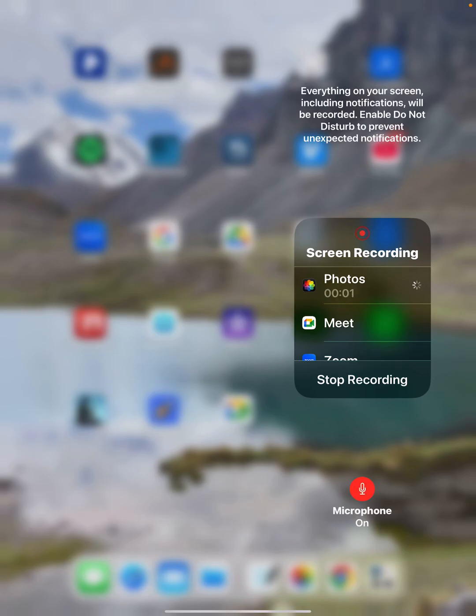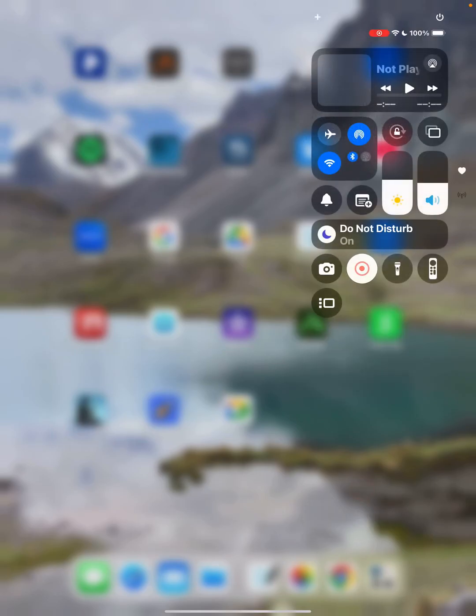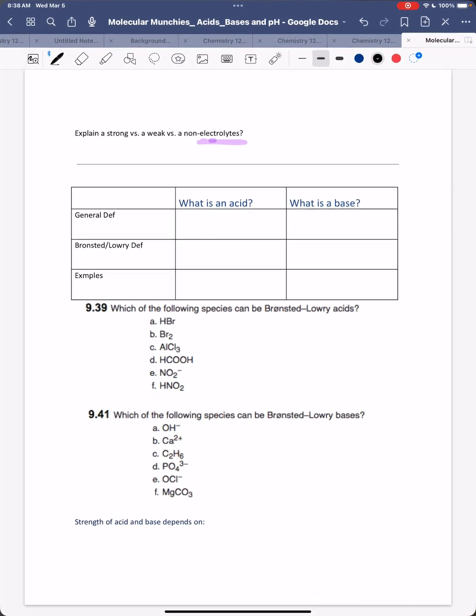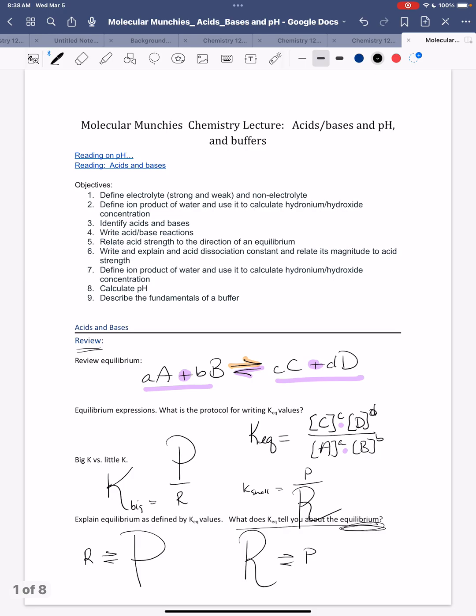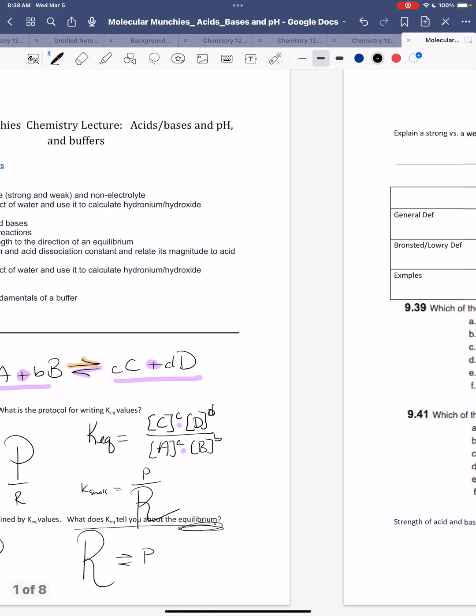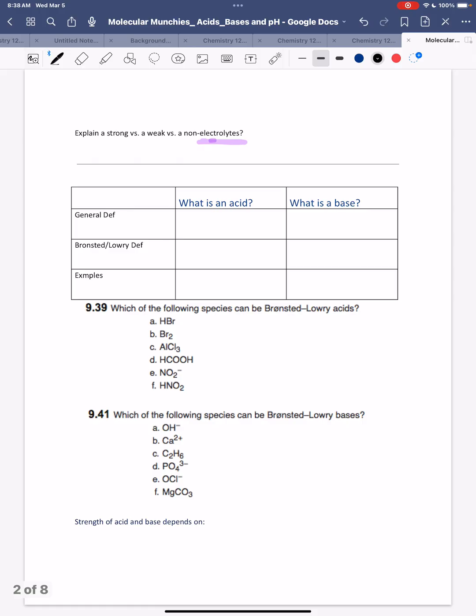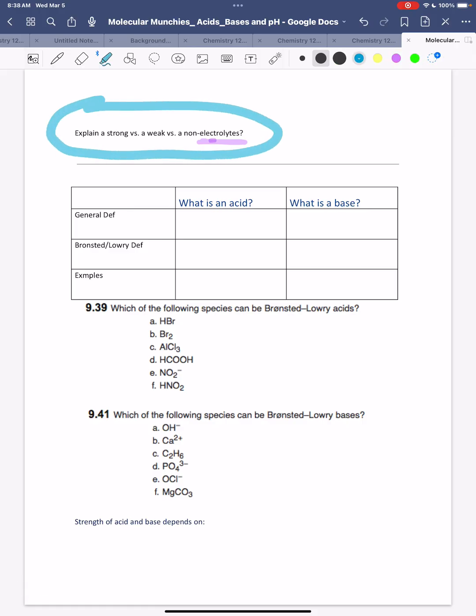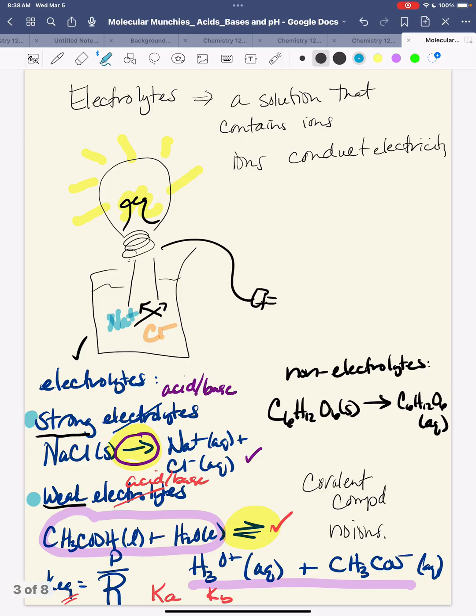Hello, chemistry students. We are working on acids and bases, and the last time we spoke, we talked about a reminder about equilibrium, just because we need that concept when we talk about acids and bases. And we talked about electrolytes, both strong and weak electrolytes. We talked a little bit about what that means.